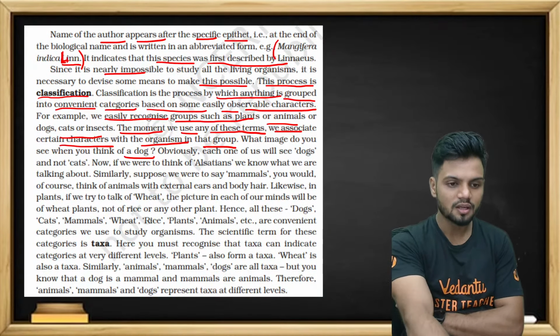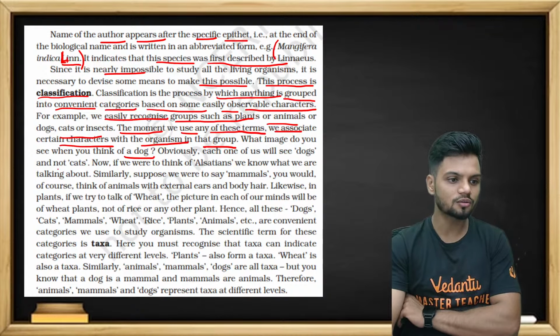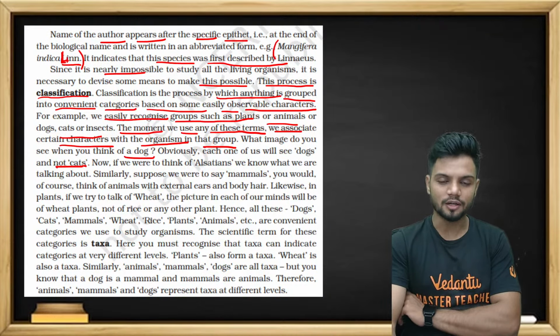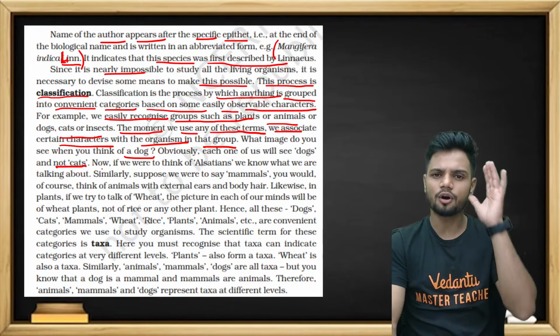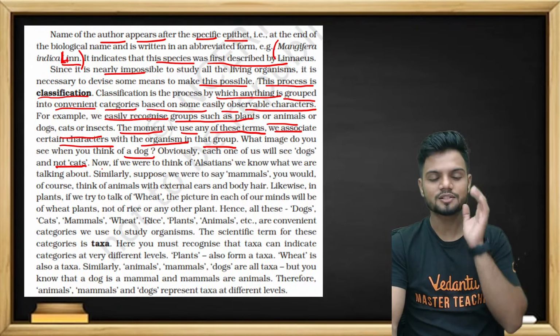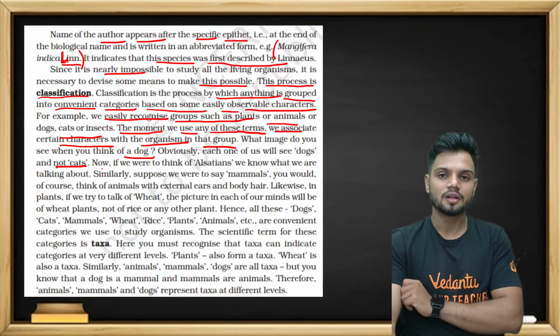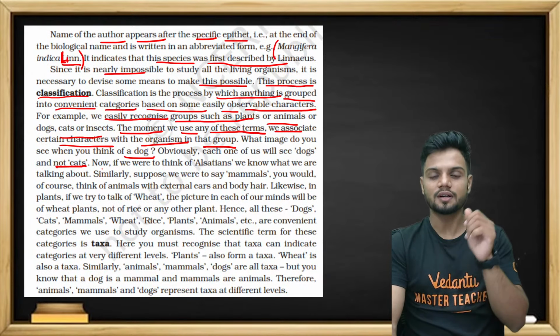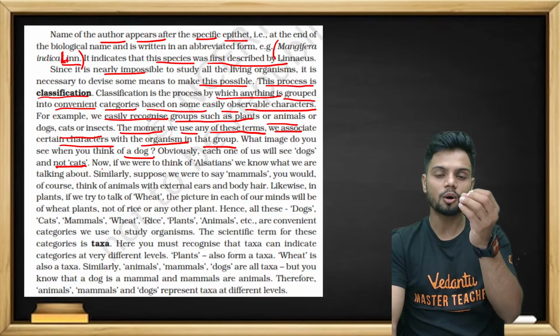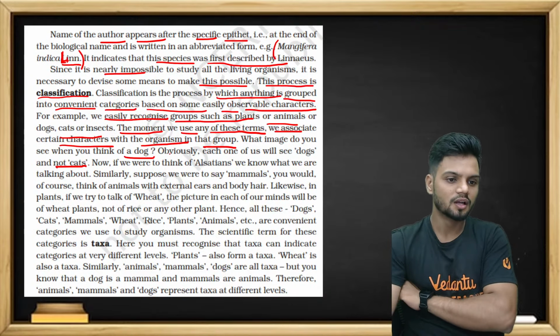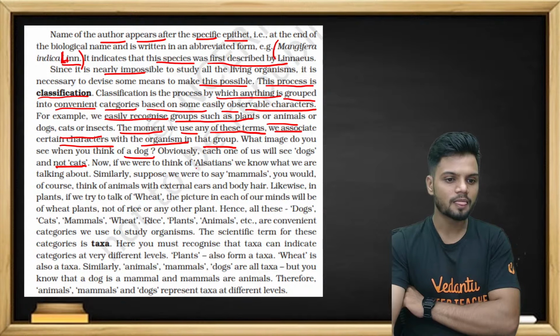See, obviously, each of us will see a dog, not a cat, right? So when I told you to imagine a dog, did you think of a cat? No. A proper image of a dog came to your mind. That is called classification. Now, the only way you are able to imagine a dog is because you know the properties of a dog. Now if you think of Alsatians, Alsatians are basically a type of dog, German Shepherd dog, right? We know what we are talking about.